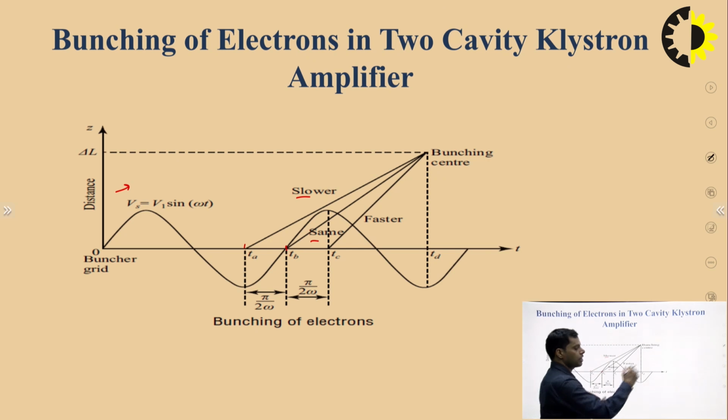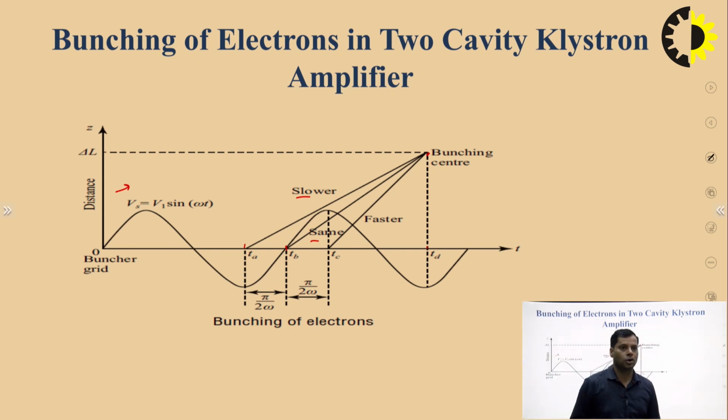After a certain interval of time, these three electrons are bunched at this position, and the bunch is collected at the output cavity, and the current is taken out from the output cavity end. So this is the simple working of the bunching process.